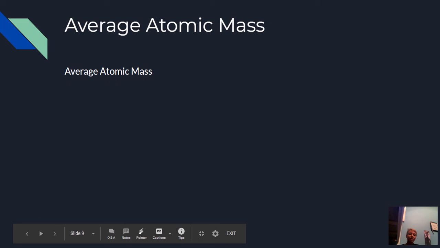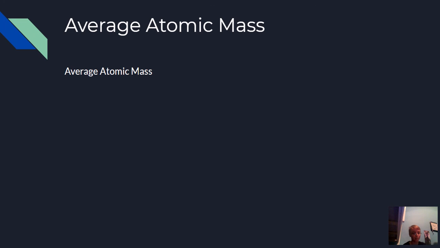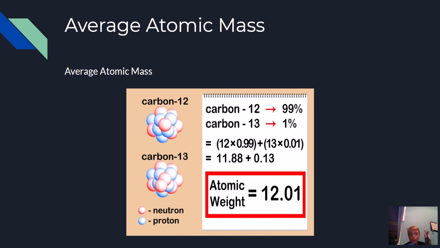And now, last but not least, average atomic mass. Average atomic mass is the weighted average mass of all the naturally occurring isotopes of an element based on the abundance. This is how we get the decimal number on the periodic table. How do you calculate average atomic mass? 1. Multiply the mass of each isotope by its percent abundance, and 2. Add the results to give the average atomic mass.